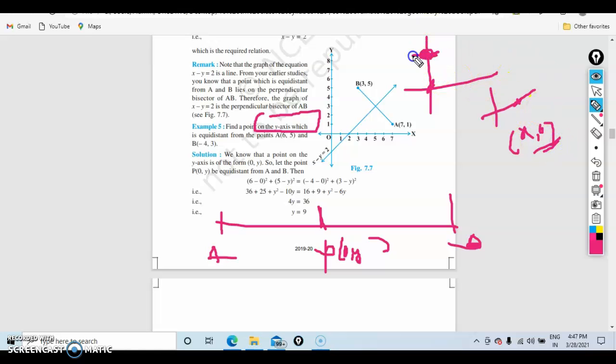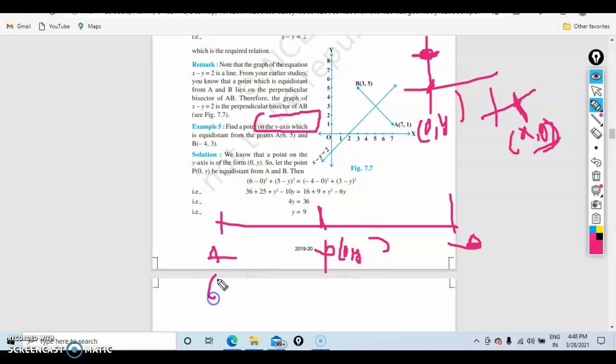The point on the y-axis means only the y coordinate is alive, and the x coordinate will be 0. And if the point lies on the x-axis, only x will be alive and the y coordinate will be 0. So that you have to consider. So for the y-axis, only y is alive, x is not alive, so it is 0, y.